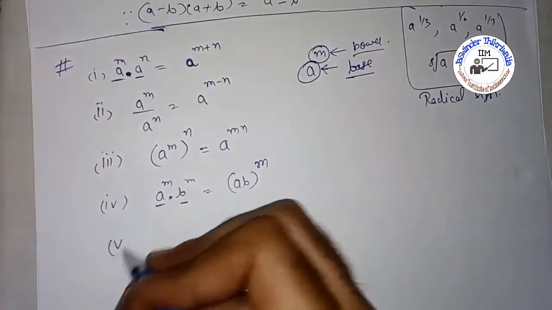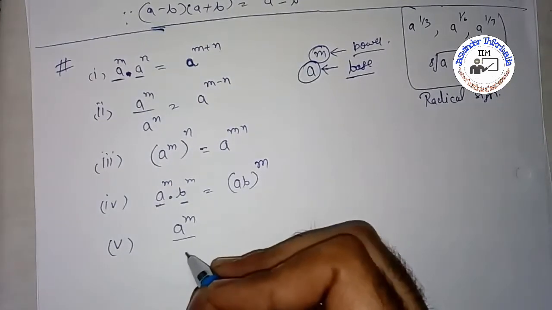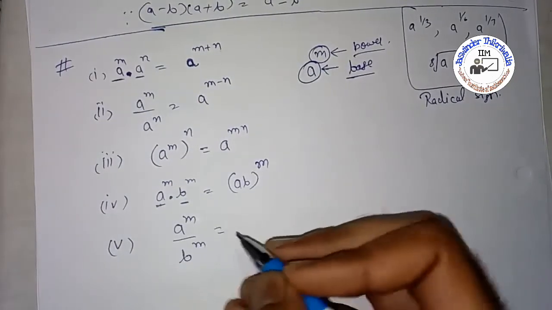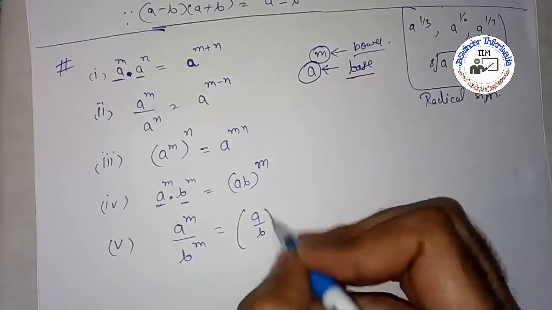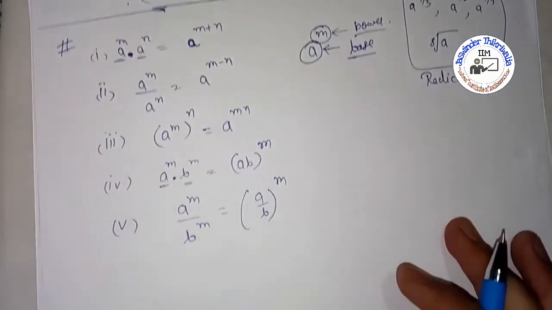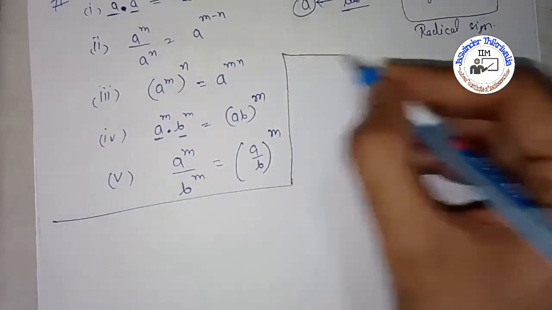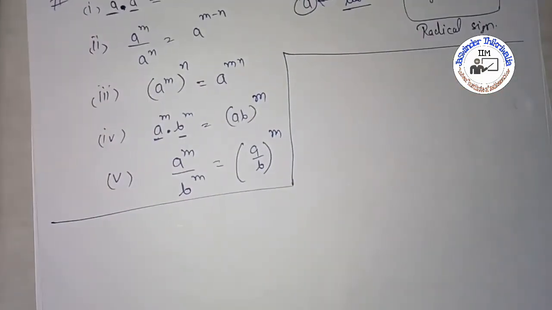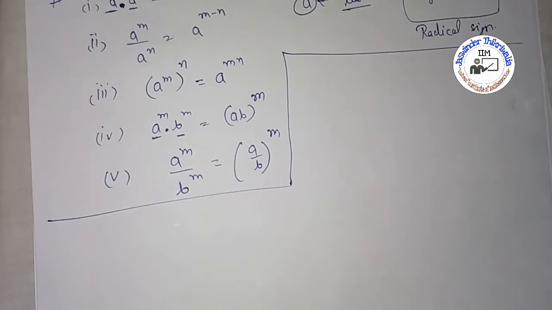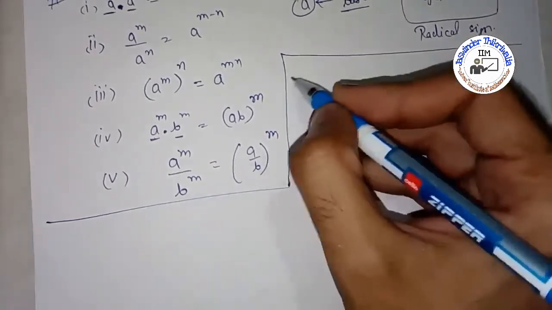If this is the same in division, a to the power m and b to the power m, then we will write a divided by b, whole to the power m. So these laws of exponents we will now use in today's problems. First of all, we will take an example of exercise 1.6 on page number 26. This is our last exercise, and in this there is example number 21.